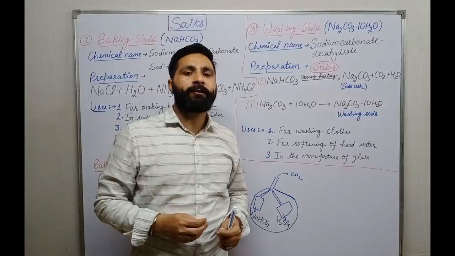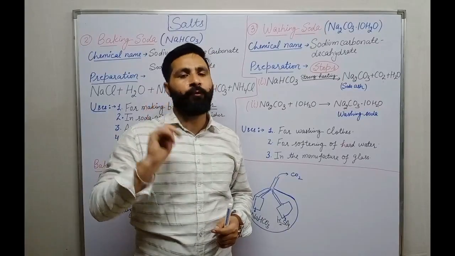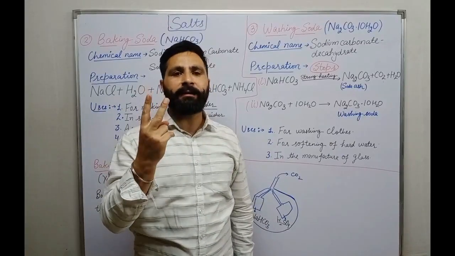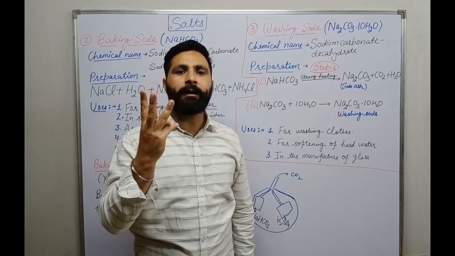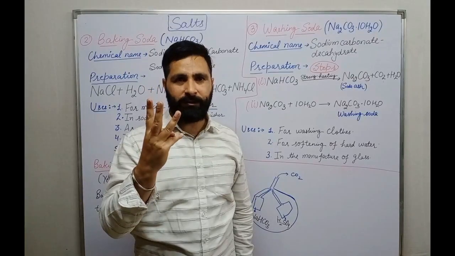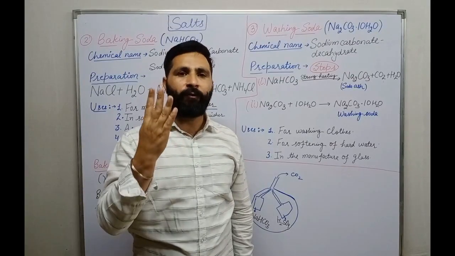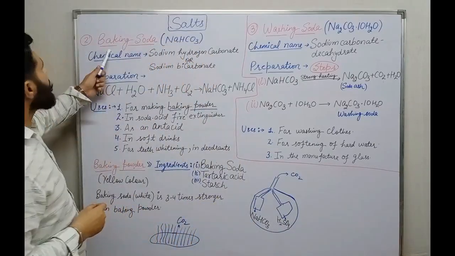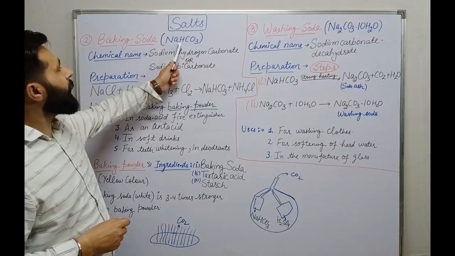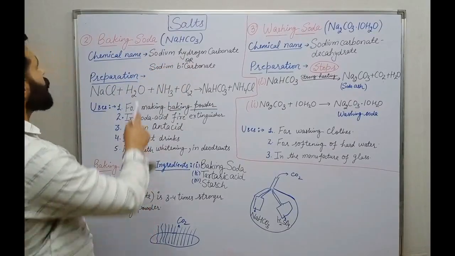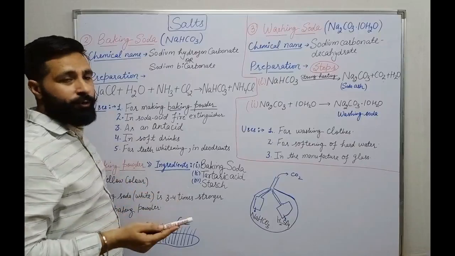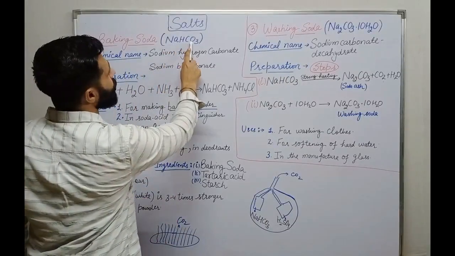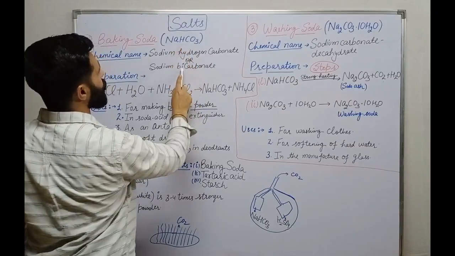Beta, for every salt you must know four questions. First, its general name. Second, its chemical name. Third, its preparation, means the reaction, how it is prepared. And fourth, its 2-3 uses. So beta, the formula of baking soda is NaHCO3. Its general name is baking soda. Its chemical name is sodium hydrogen carbonate or sodium bicarbonate.